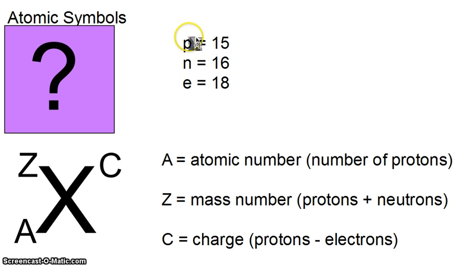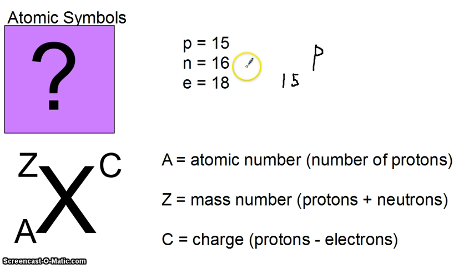Now we have a list of protons, neutrons, and electrons, and we need to figure out what should the symbol be based on these numbers. First, we look at protons because protons is directly related to the atomic number. Because the protons is 15, that means that the atomic number is also 15. We can go to a periodic table and look up what element is atomic number 15, and we will find that atomic number 15 is phosphorus, so that symbol is P.